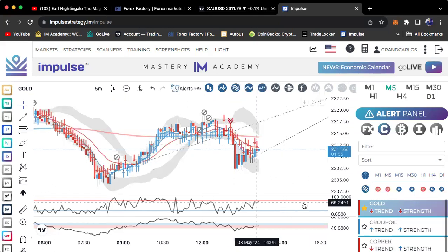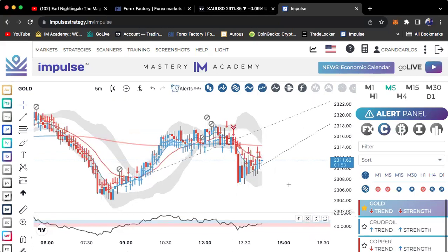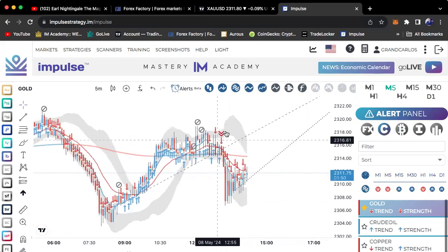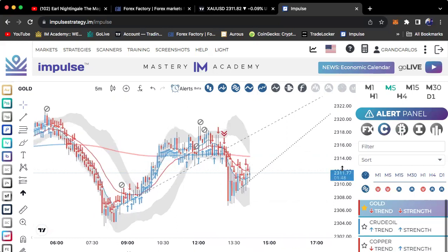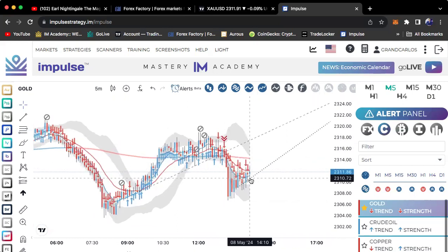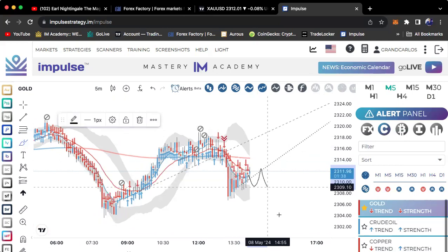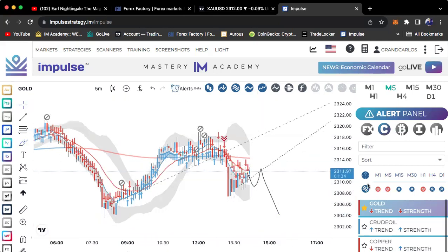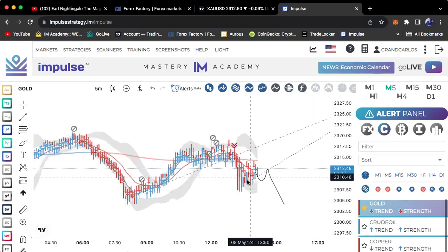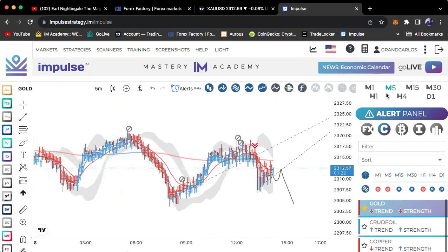So it's still giving me red signals here. I still have the microtrend arrow. If price breaks below this micro pivot, then I know it's going to continue down. It's giving me red arrows here. Okay, so right now it's on a pullback. Price is below the red EMA.